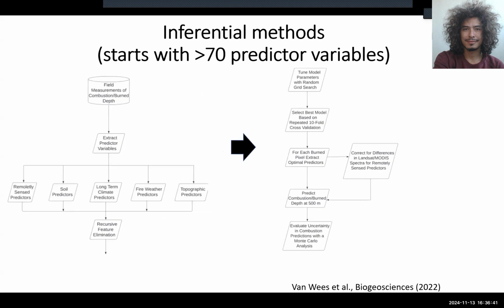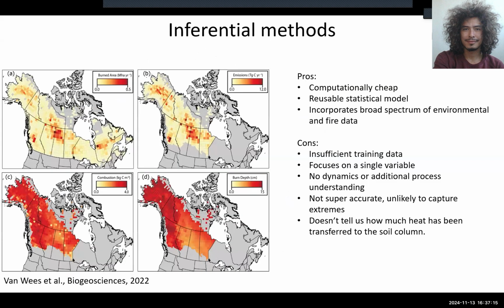This is from a guy called Dave Van Bies, in I believe Amsterdam or Wageningen. Basically, to do this, it's what I said just now. They have field measurements and predictive variables. The predictive variables are made up of a large suite of different sources. They remove certain features, tune parameters, and eventually get to a statistical model after evaluating uncertainties with Monte Carlo methods. And this is the output from that sort of method. It's quite exhaustive and exhausting to build such a model, but once built, it is computationally quite cheap, reusable, and it does incorporate a lot of processes, or variables rather. But on the other hand, there is not that much training data, and it doesn't really capture the kind of dynamics we may be interested in.